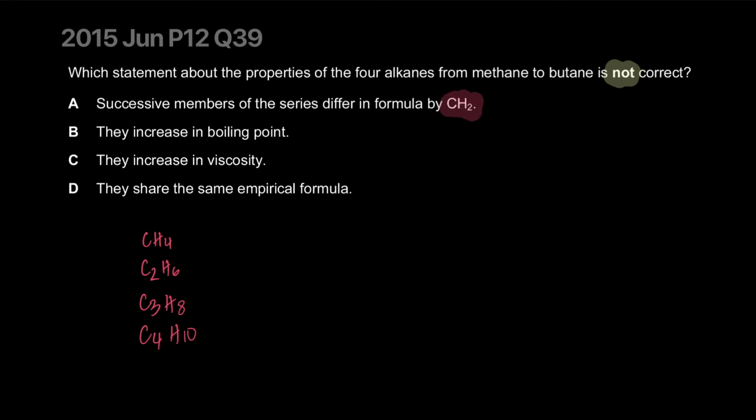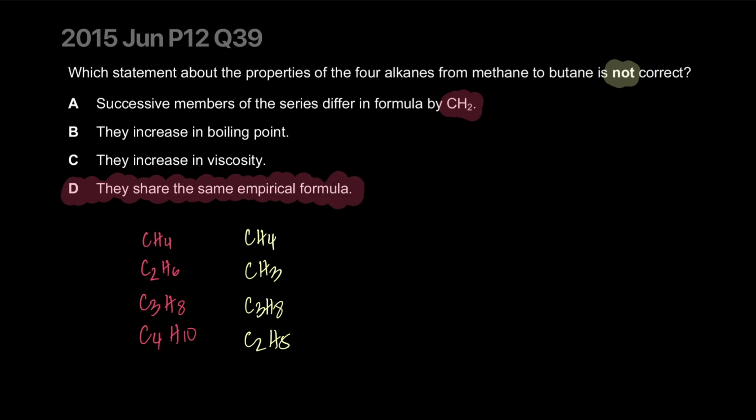They increase in boiling point? Yes, they do. They increase in viscosity? Yes, they do. They share the same empirical formula? Yes, they, wait a minute. No, they do not, because the empirical formula for methane is indeed CH4. Now, the empirical formula is the simplest ratio. Over here, it's CH3, clearly not the same. This is C3H8, and this is C2H5. They're just not the same. So that's the correct answer. I think people got mostly this question wrong because they forgot about the "not" that was being highlighted. So one more time, the correct answer is D.